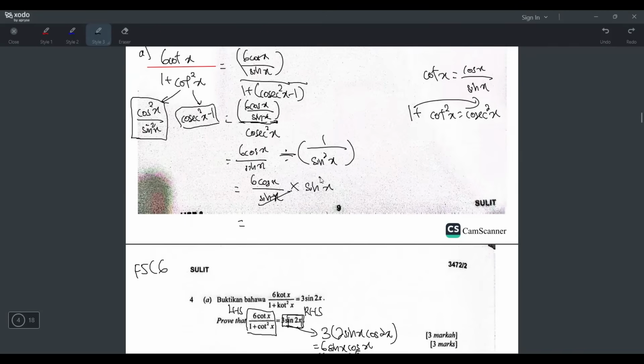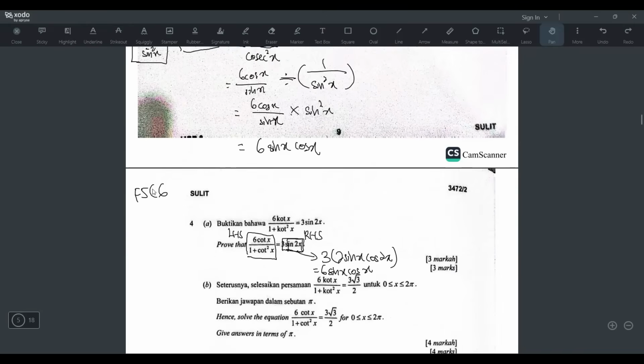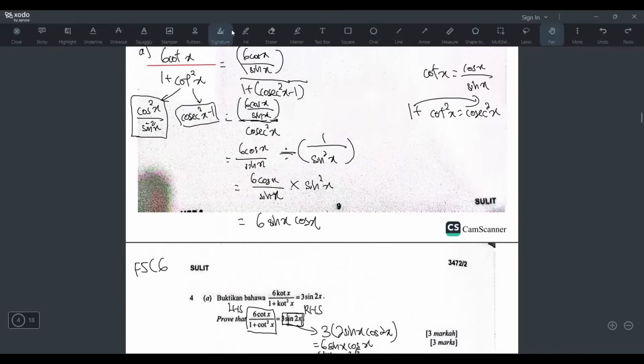Now you can cut, yeah, this sine and the sine square, right? Okay, but you don't cut it. For proving question, you don't cut it. You just cut in your head. So after you cut, you are left with what? 6 times cos x times sin x, which is 6 sin x cos x. And we all know this is what we want, right? But you cannot write proven yet. Yeah, it's not proven yet.